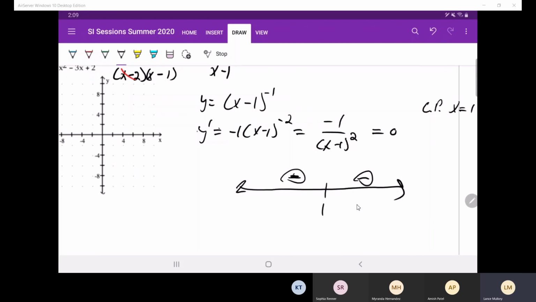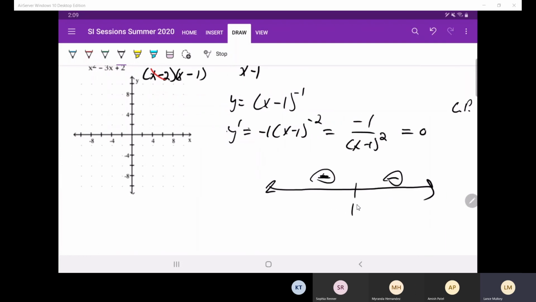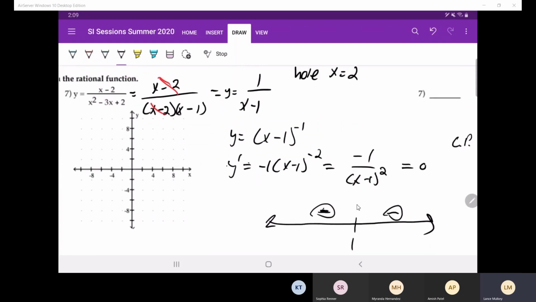So what does that mean? That's weird. It's decreasing over the entire function. And if you were to take the second derivative, it'd be positive over the entire function. So we know at x equals 1, there's an asymptote.